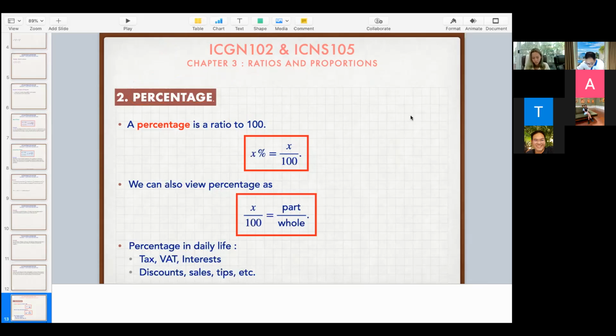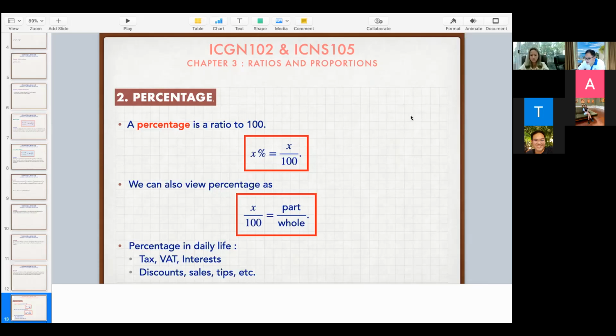We can also view the percentage as x over 100 equals part over whole. You can see this kind of thing in daily life, for the percentage that we have been using, like tax. About VAT, value added tax, can someone tell me in Thailand how many percent you have to pay for VAT? Can you type in the chat box?